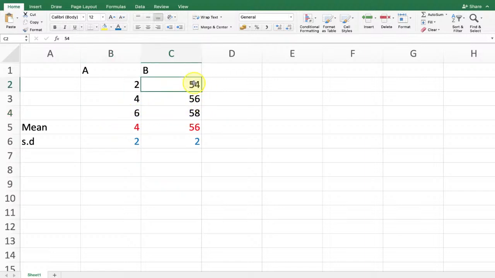So, the values in set B are simply obtained by adding 52 to the values in set A, okay? But you might say the variability should be the same because of that, because these values are simply obtained by adding 52 to each value. But that's not really the story.